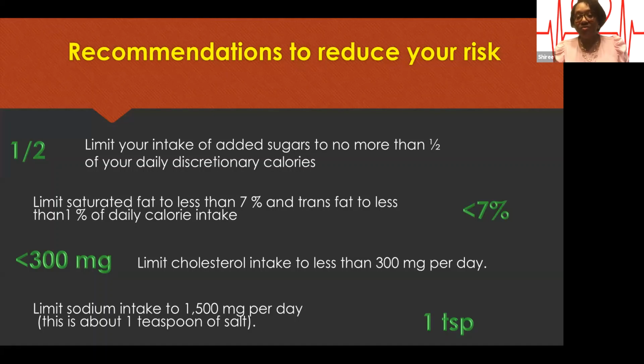Limit your saturated fat to less than 7% and your trans fat to less than 1% of your daily caloric intake. Also, cholesterol is a biggie. A lot of foods have cholesterol, and a lot of things that we add to food have cholesterol in it as well, a lot of our butters and heavy creams and things like that. So we want to limit that as well. And of course, limit sodium in your diet.